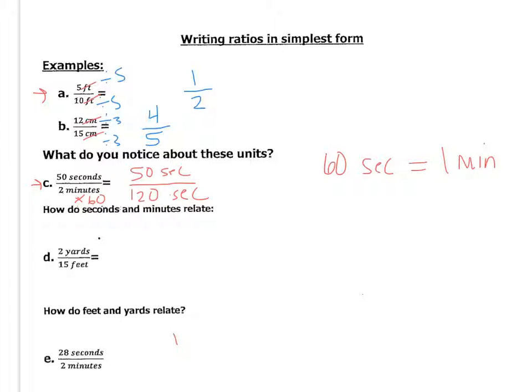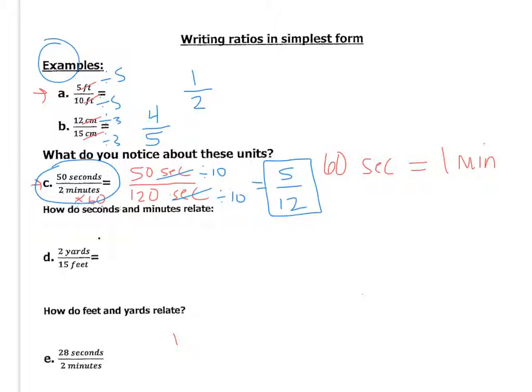Okay, so then the next thing is we're going to do exactly what we did up here at the top, and we have our units match, so I can cancel those out. And I want to see what I can divide 50 and 120 by, and I can divide both of them by 10. 50 divided by 10 gives me 5, and 120 divided by 10 gives me 12. So the ratio 50 seconds over 2 minutes simplifies to 5 over 12.